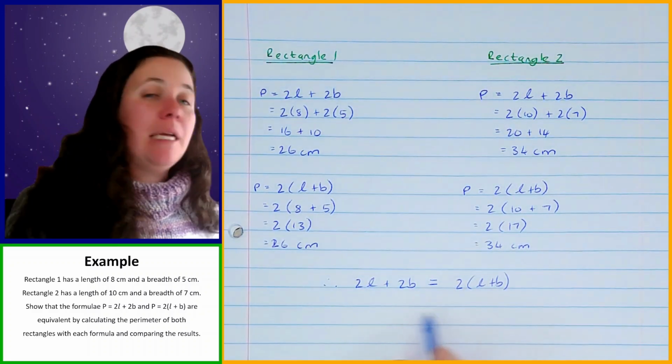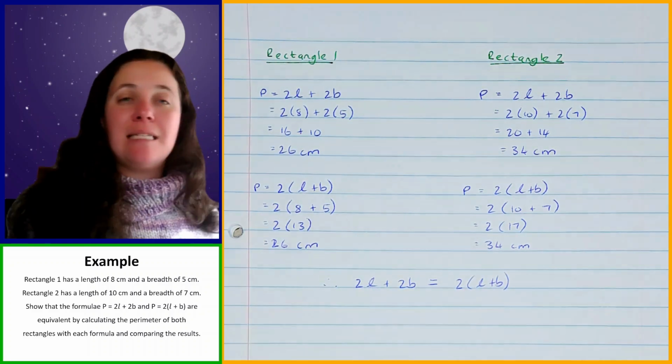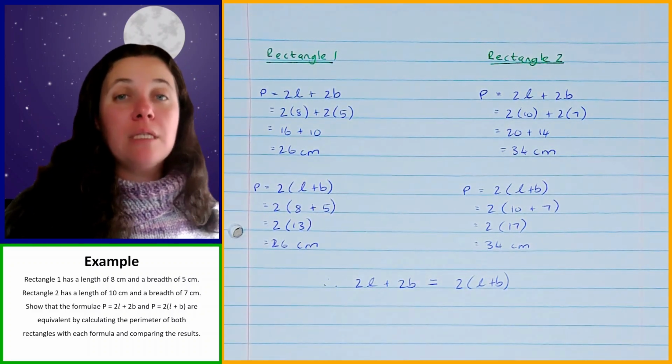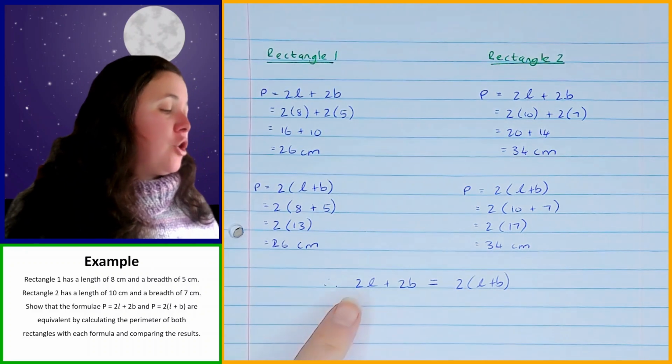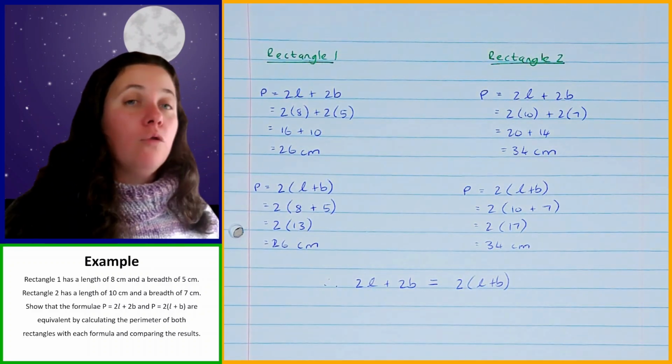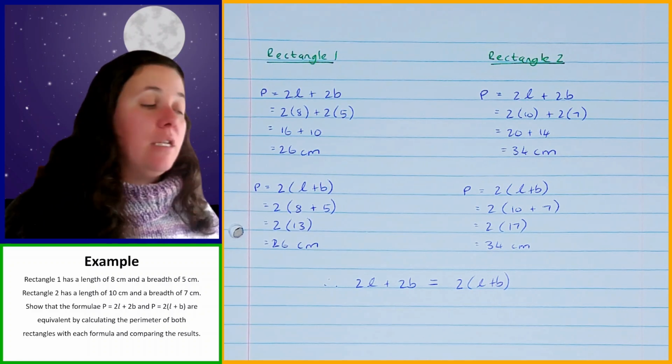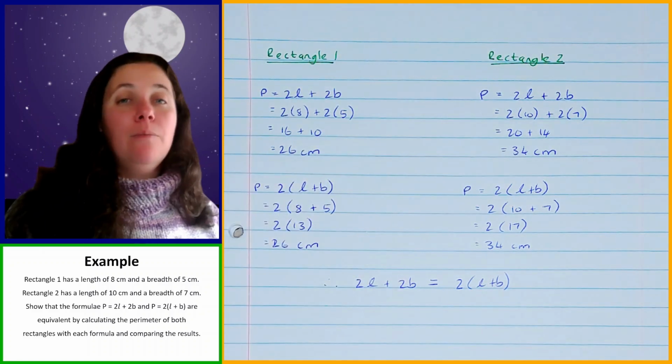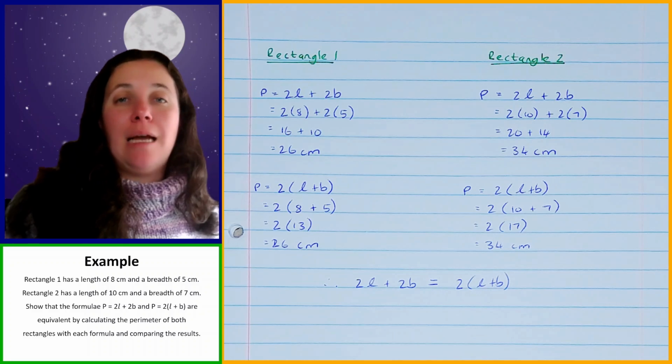And that is what it means when they are equivalent to each other. It doesn't matter which one you choose, they'll give you the same result. Okay, so that is how you can prove that two rules or two formulae are equivalent. You can do it by testing with inputs and seeing if they give you matching outputs.